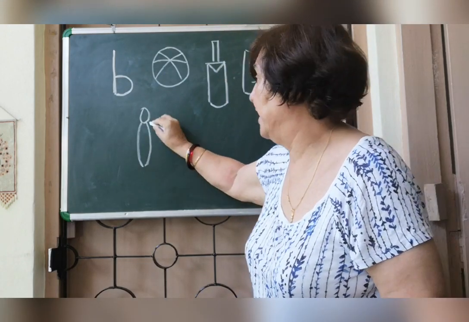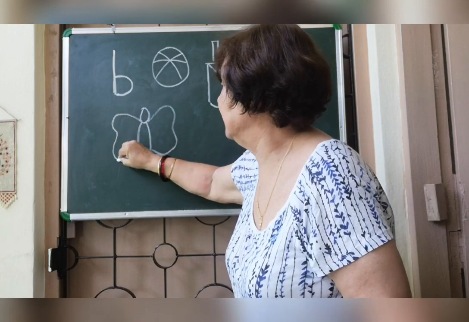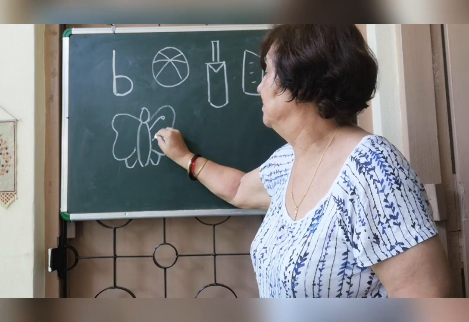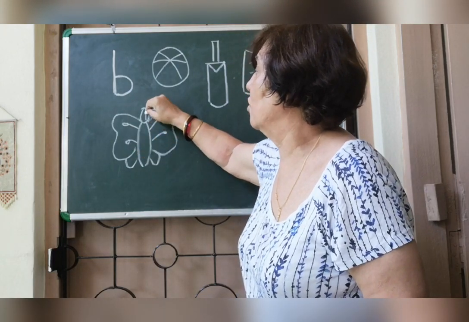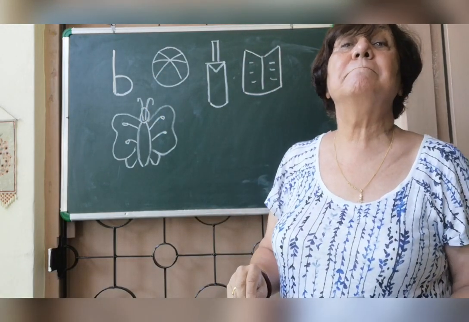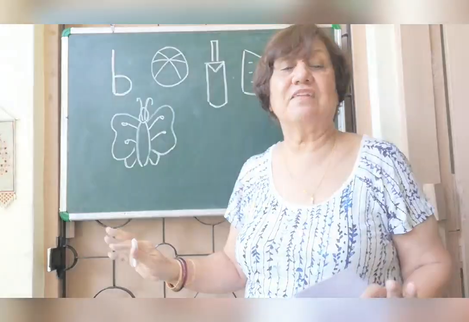Now what am I drawing? You see these little insects coming out in summer, and normally you see them sitting on flowers. So this is a butterfly. B, B, butterfly.